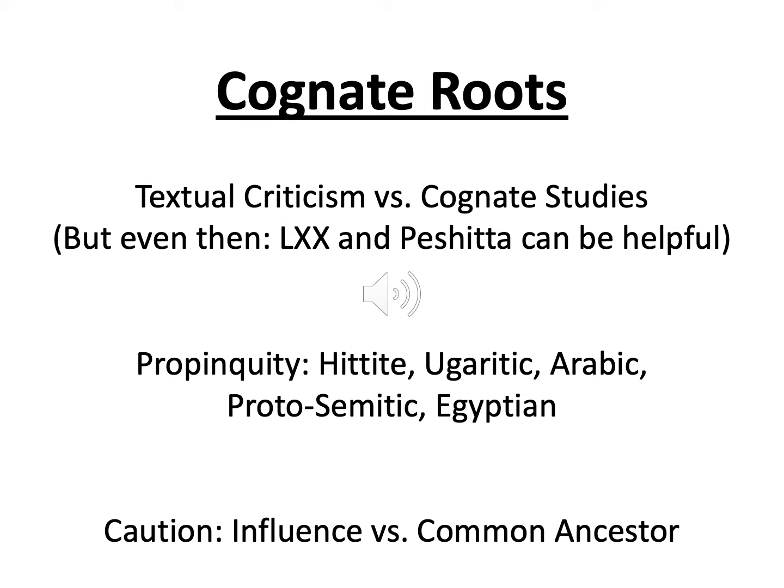Textual criticism uses both the Peshitta and the Septuagint in order to show us what the correct word is, in terms of looking at the translation in both of those and trying to reverse engineer what the Hebrew word is they were examining. But it's not actually looking at the root of the Hebrew word, as we do in cognate studies. But even then, both those documents can be helpful as we examine them, because they may tell us the understanding of both the Septuagint and the Peshitta, how they understood the connotation of a particular word.